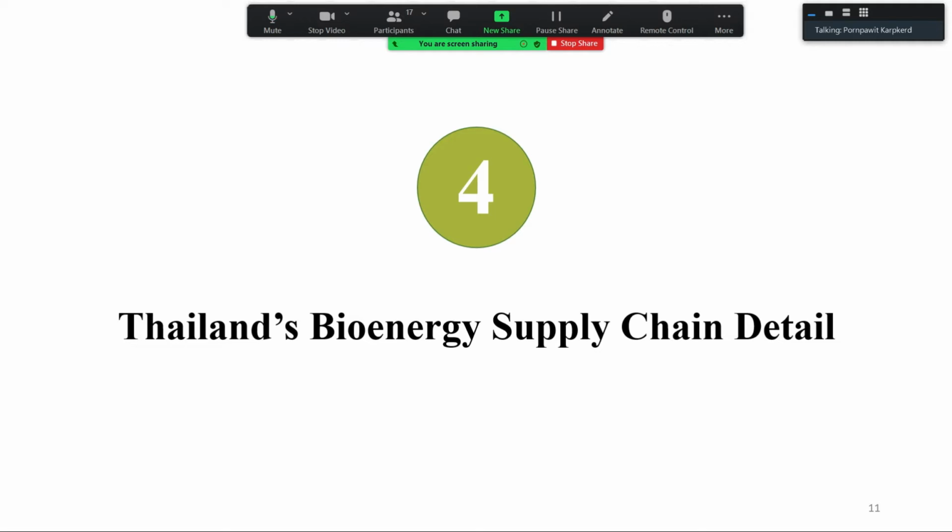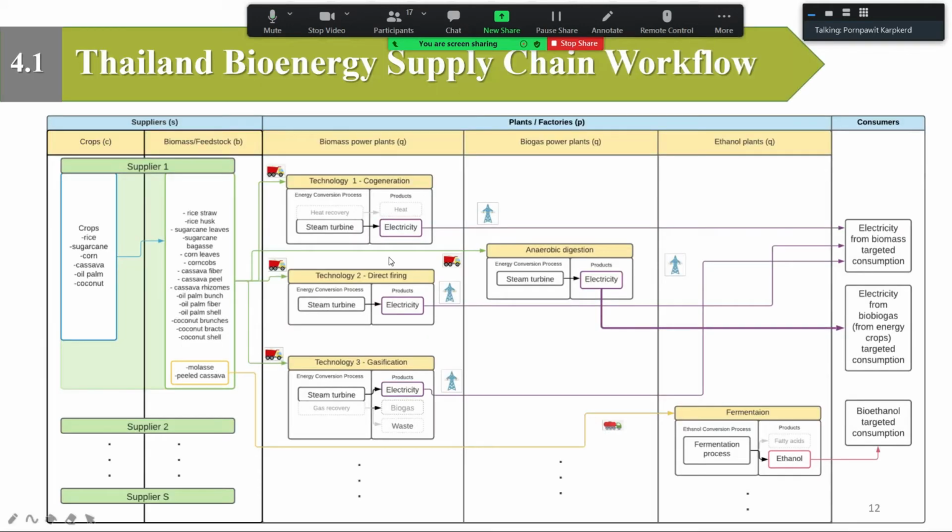And here is my bioenergy supply chain in Thailand for my case. In the supply chain, we have 4 players in total. The first one is suppliers, who produce different types and different amounts of biomass. The second player is the transporter, who transports biomass from suppliers to power plants. The third player is the power plants, or energy production factories, who produce energies. And the fourth player is the consumer, who consumes energy.